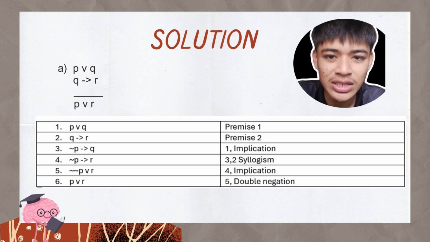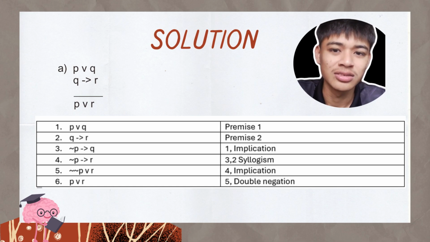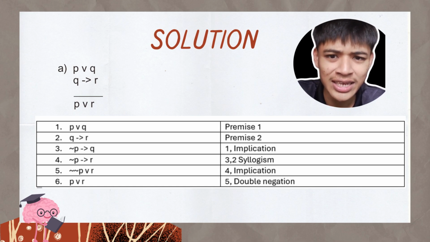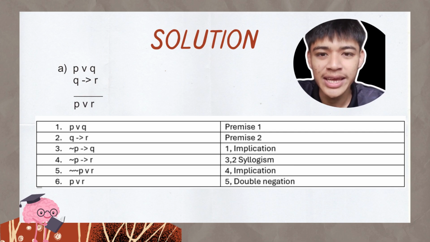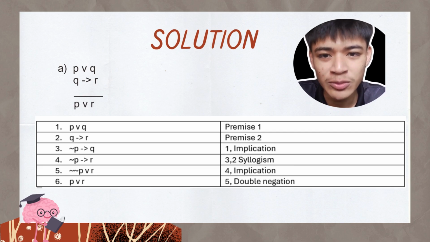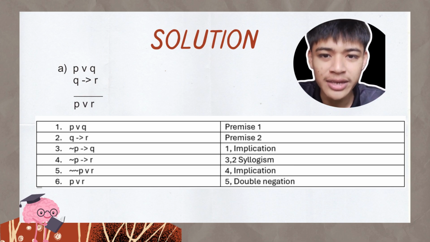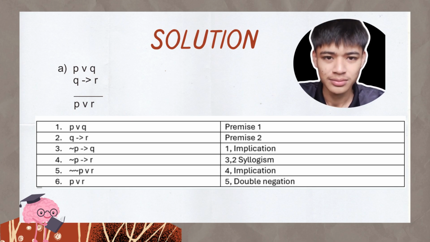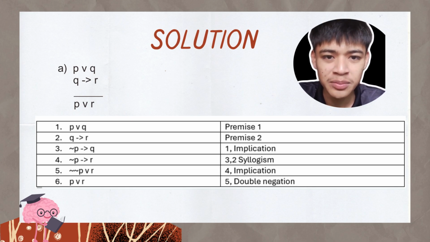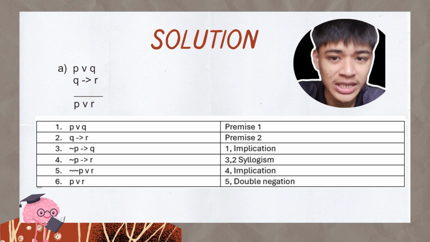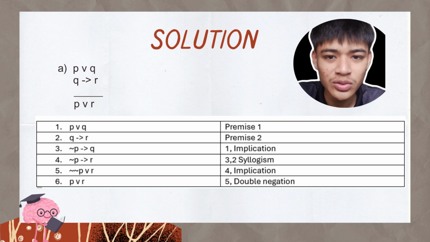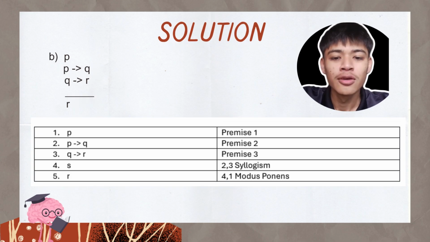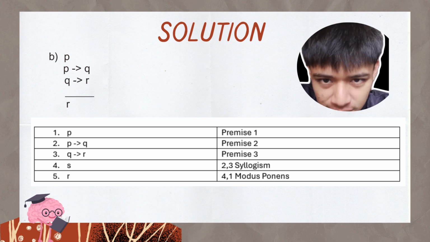Implication is to add the negation to P and change the implication symbol to OR. And for the last step is double negation, which removes the double negation. That's it.